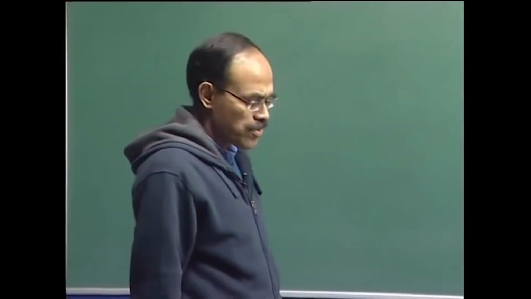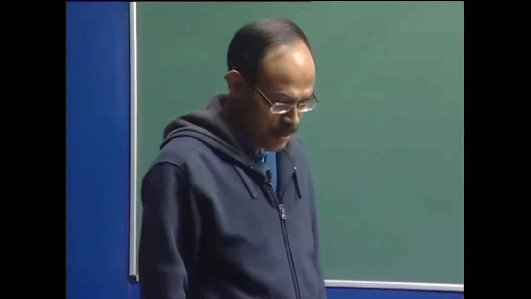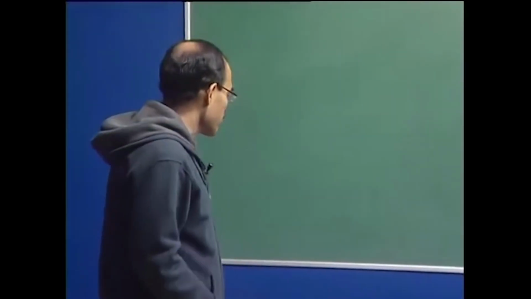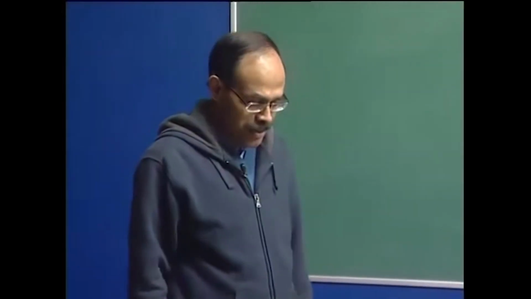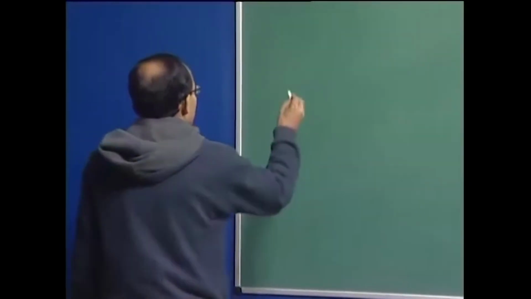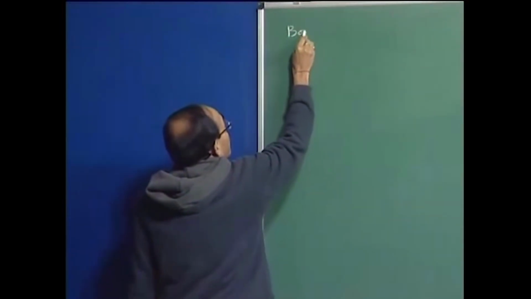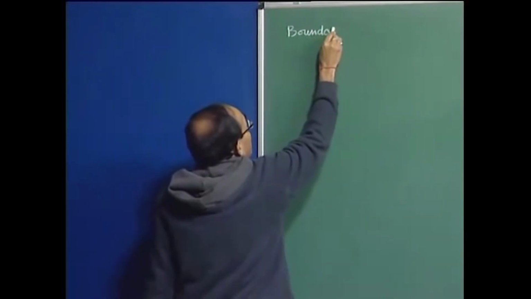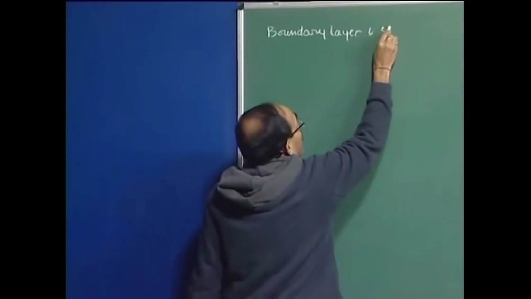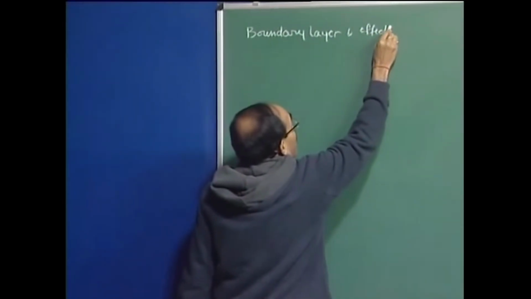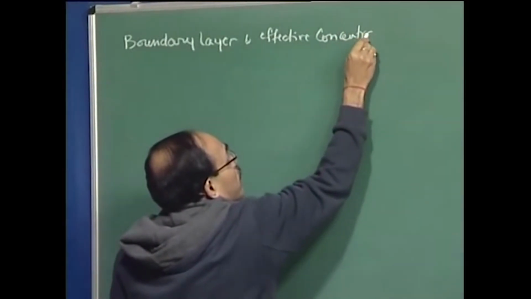Let me now illustrate or introduce a few more concepts, and the first that I want to talk about in the context of mass transport before I conclude my discussion is the effective concentration boundary layer thickness and the boundary layer thickness. So, it is a concentration boundary layer and effective concentration boundary layer.